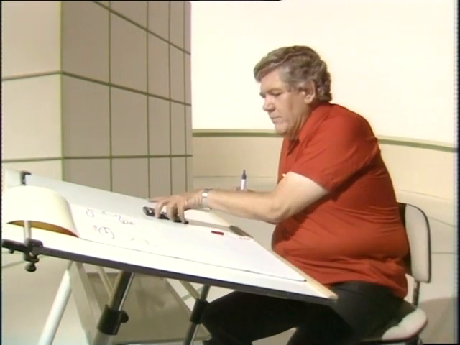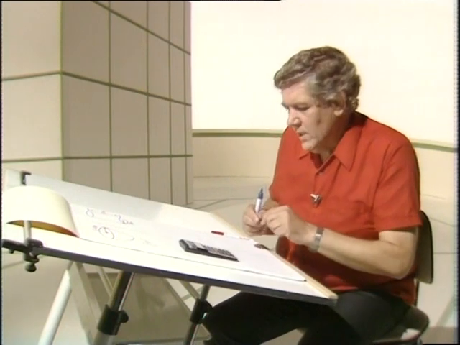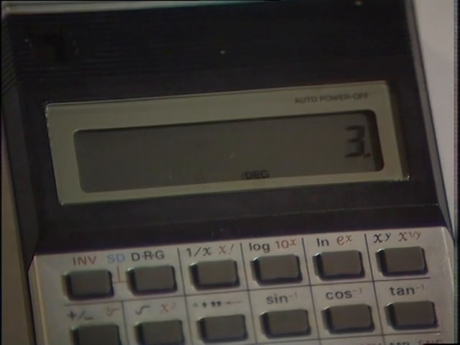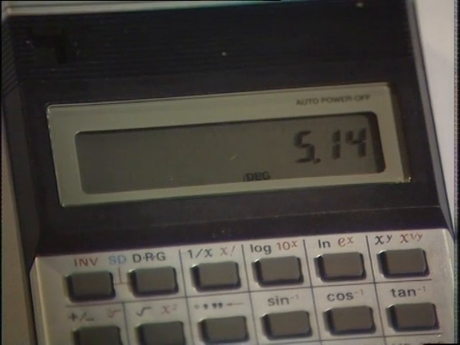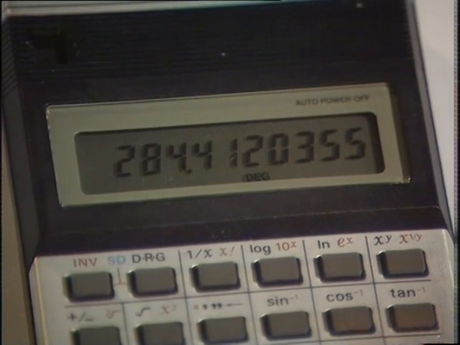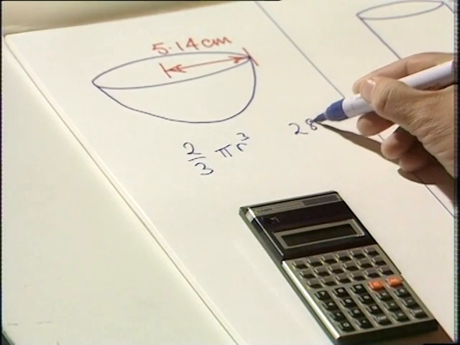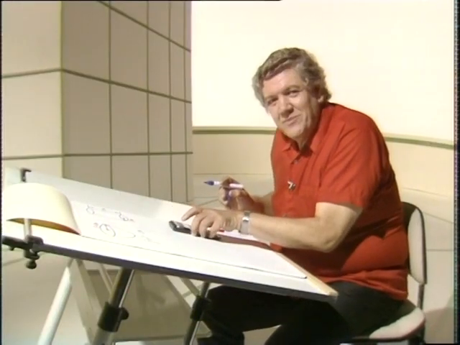But, remember, with our calculator, no hassle. So, 2 divided by 3 multiplied by 5.14 cubed, and that equals a bit over 284. 284. Now, let's go over and have a look at the cylinder.